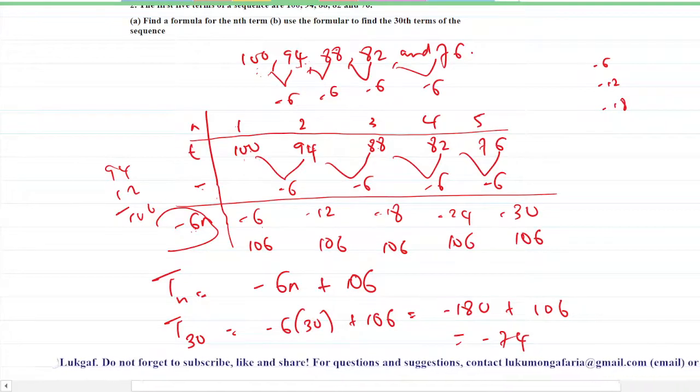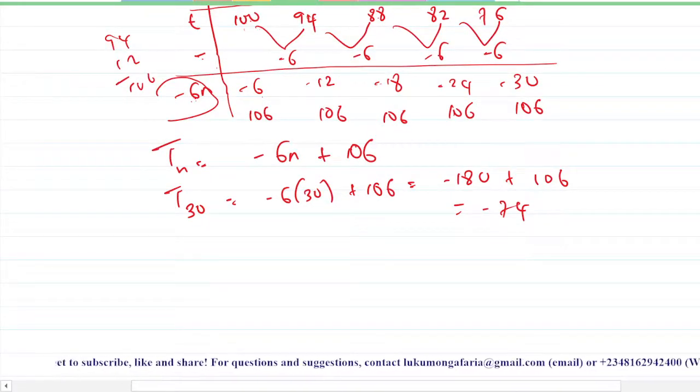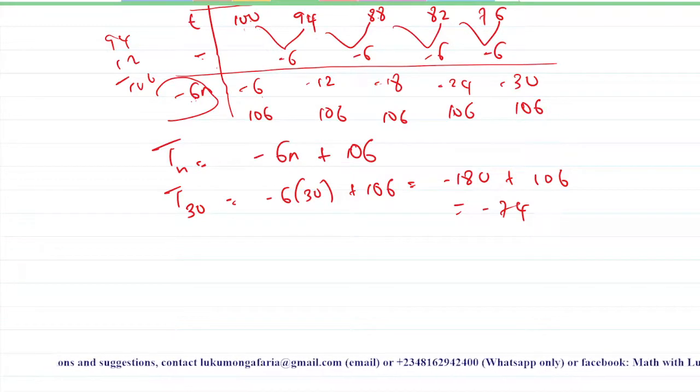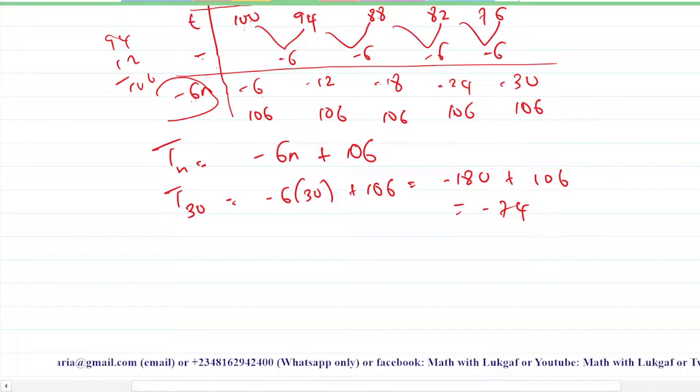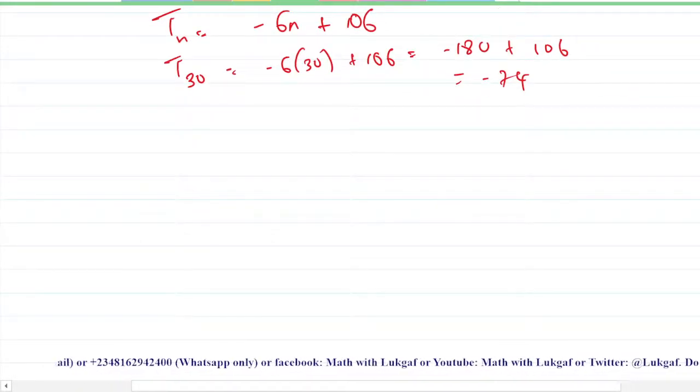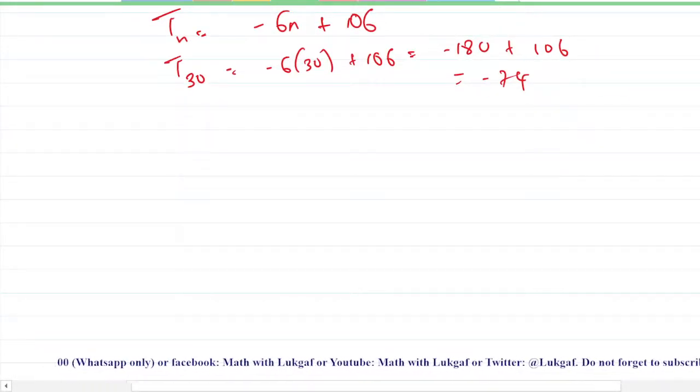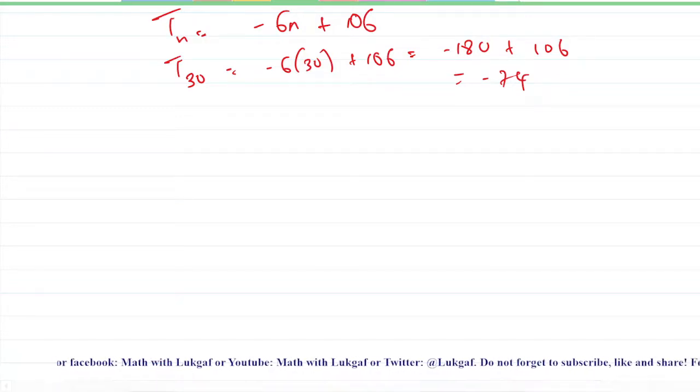And with this rule, you can obtain 1 millionth term. In fact, you can obtain any general term. How do you obtain the general term? That will be minus 6 times that value plus 106. So that's how you are going to find the general term of a linear sequence.